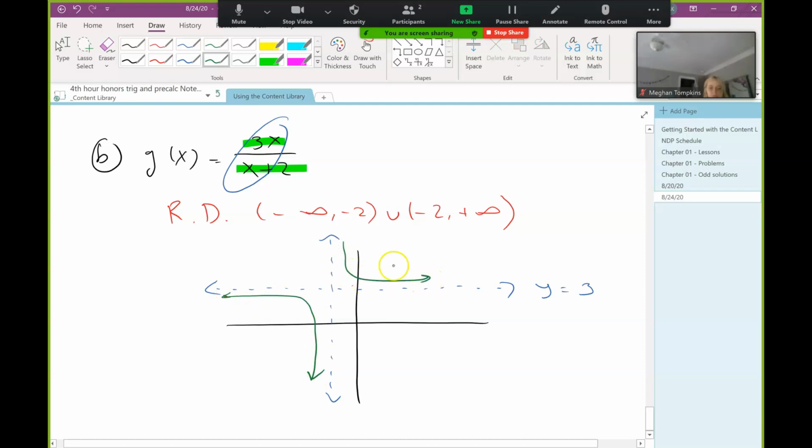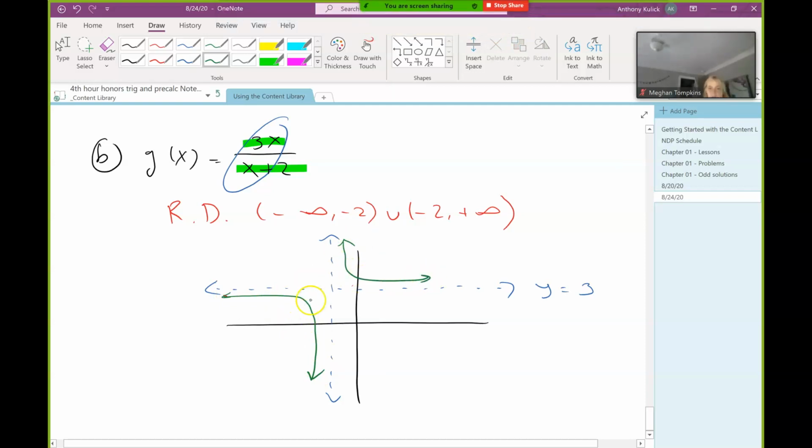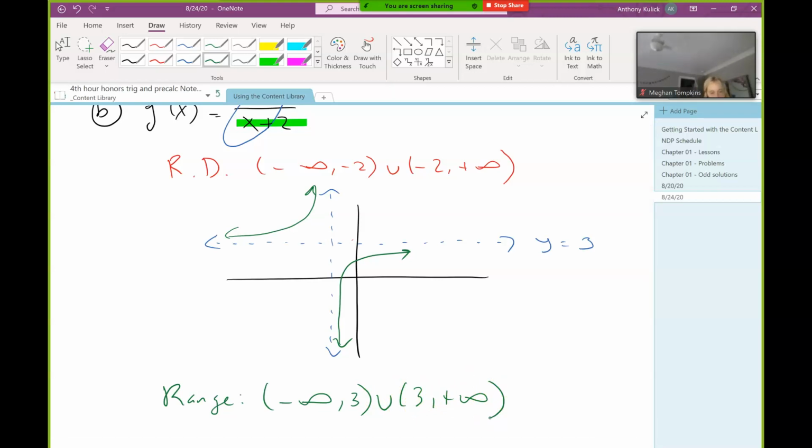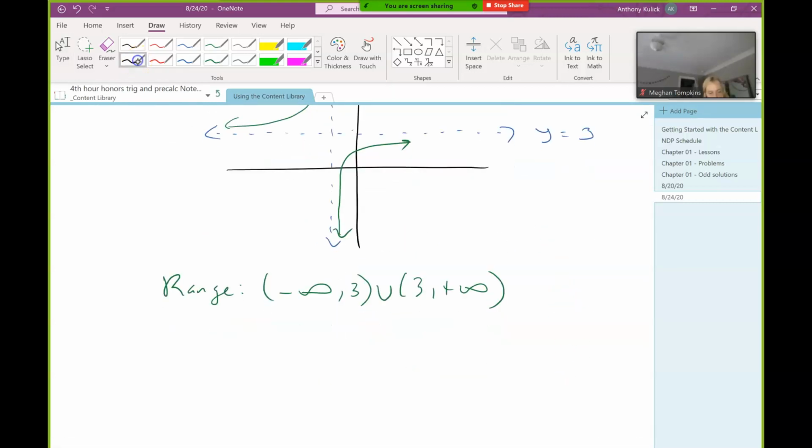This is what my graph looked like. Actually, I think it was the reverse, right? Doesn't really matter. It's like this. So my range is just that, which is what I was hoping it was going to be, but you can't tell just by looking at the function because with these rational functions, weird stuff can happen.